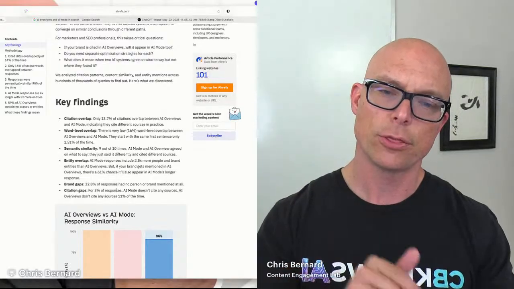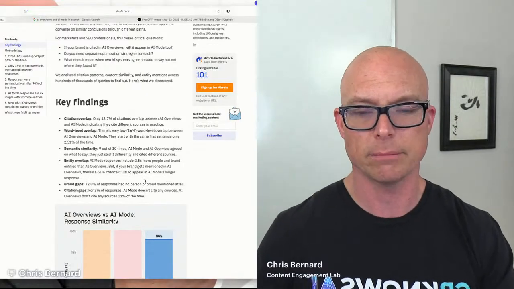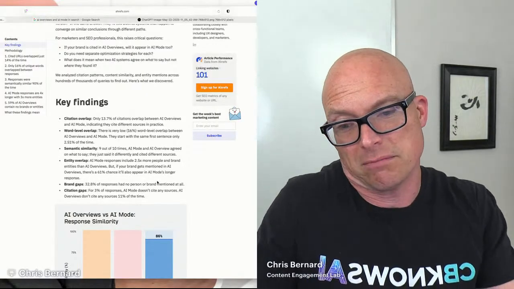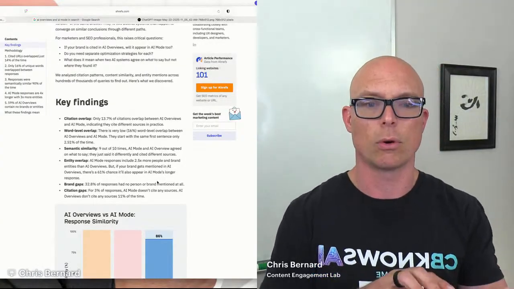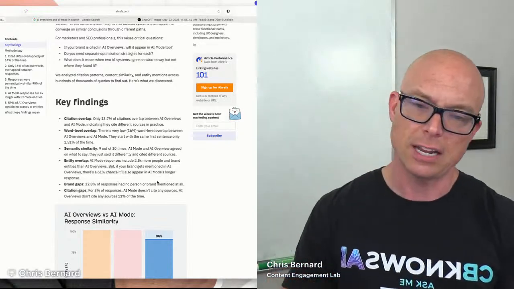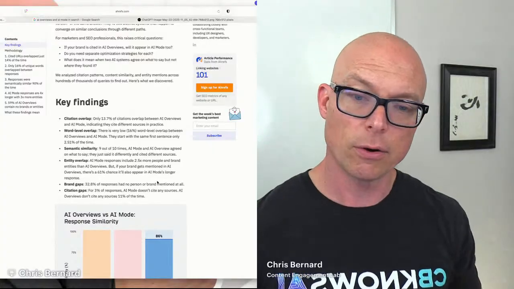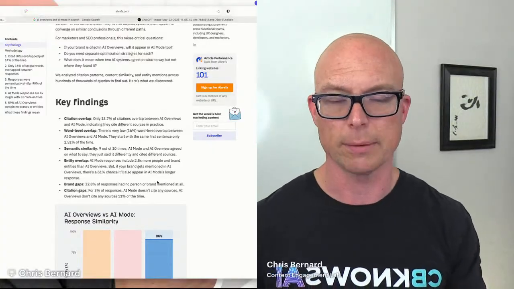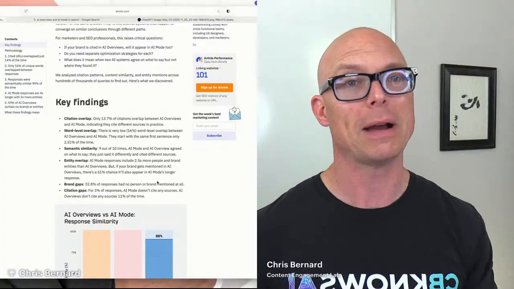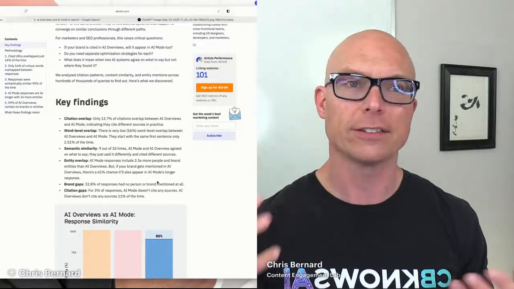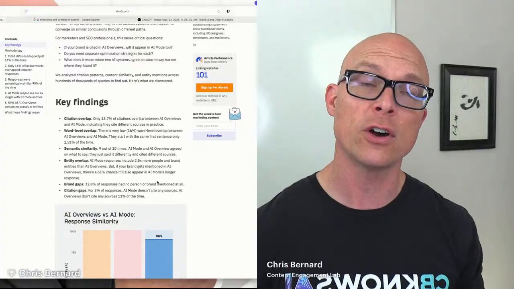Brand gaps, 32.8% of responses had no person or brand mention at all. That means that 67% did, right? Have like a brand or person mentioned in there. Citation gaps, 3% of responses AI mode doesn't cite any sources. AI overviews doesn't cite any sources 11% of the time. Either way, who's saying certain things does matter. Go back to the EAT concept that Google's constantly trying to talk to us about in terms of authority and connectiveness with people who are in the know and trusted.